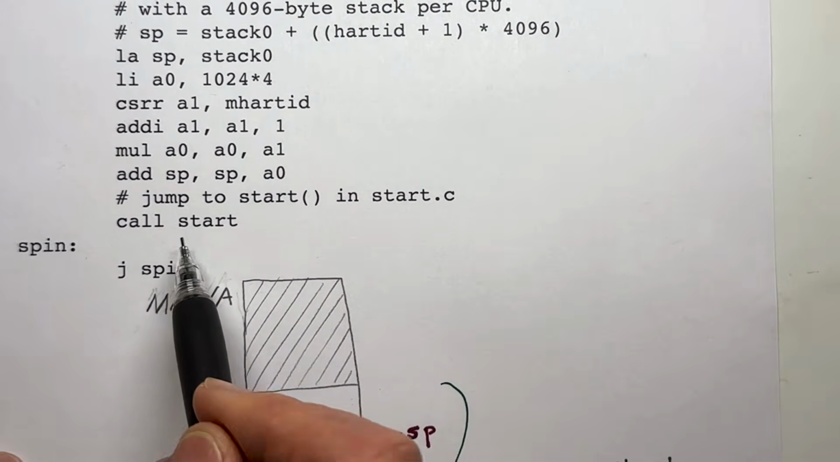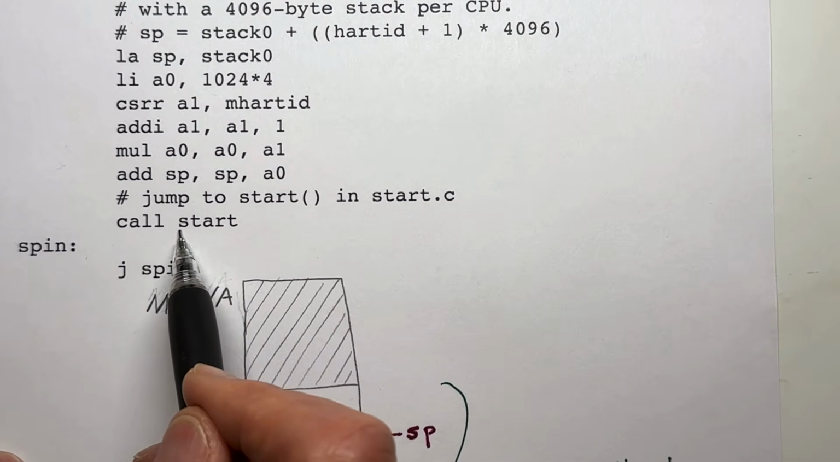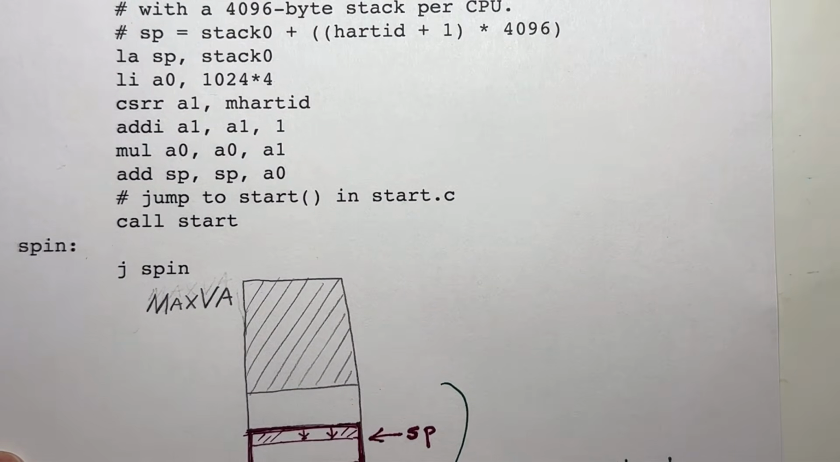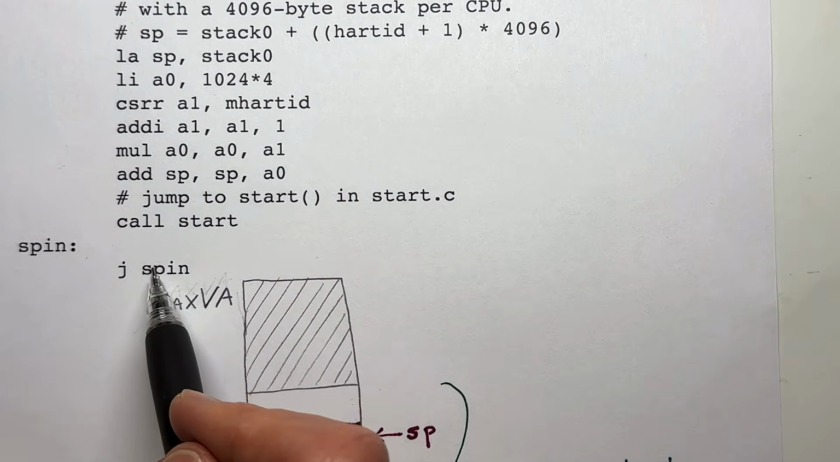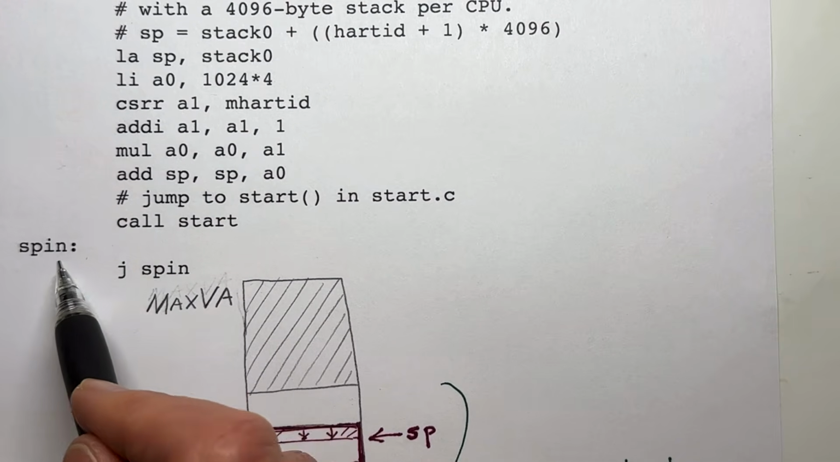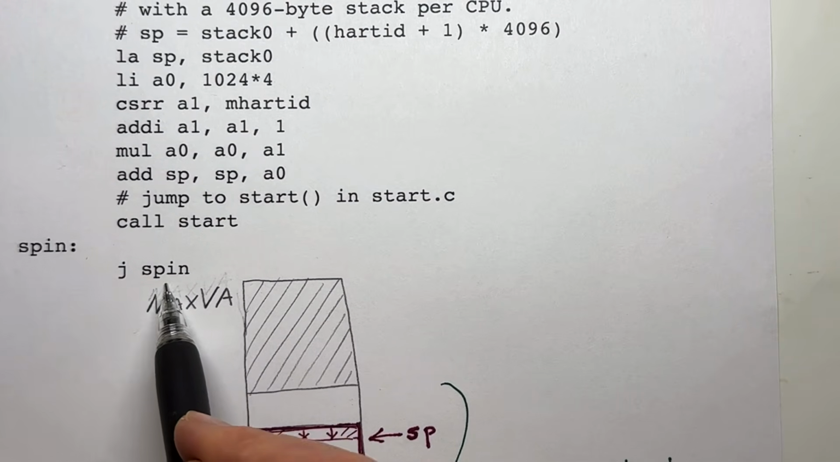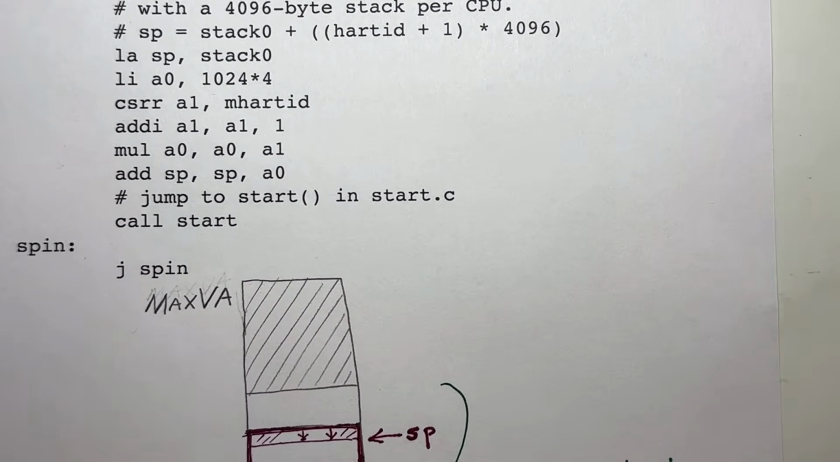Finally, we use a call instruction to transfer to the function named start. Start will never return, so we could also have used a jump instruction. But if for some reason start should ever return, we'd fall through to this infinite loop, which repeatedly jumps to spin, which would lock up the core.